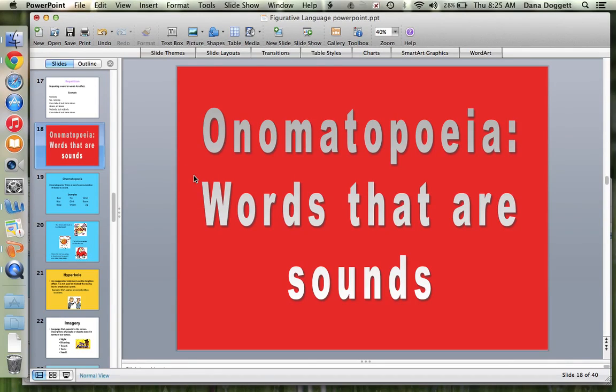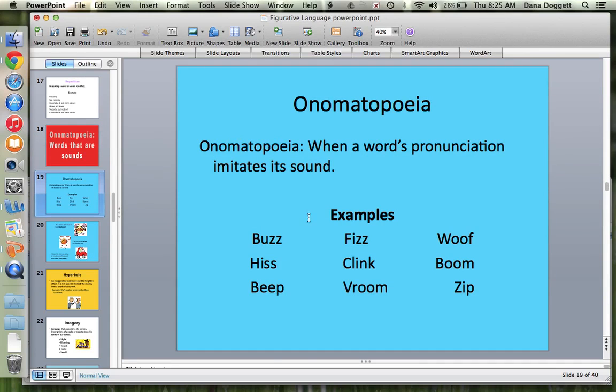Onomatopoeia are words that are also sounds. For example, we have buzz, hiss, beep, fizz, clink, vroom, woof, boom, zip. You see a lot of these in comic books.